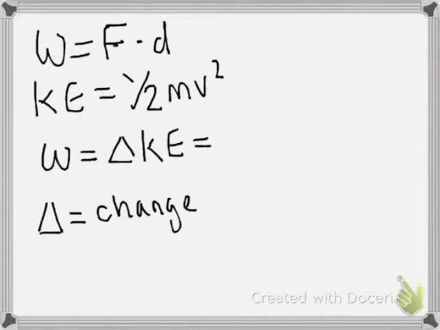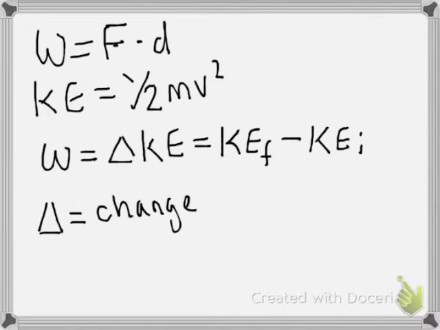So if work is equal to change in kinetic energy, then that means we're taking the kinetic energy that we end with, so the final, and subtracting from it the kinetic energy that we started with. So work is equal to change in kinetic energy, which means we have final kinetic energy minus initial kinetic energy. Okay, that makes a lot more sense then.